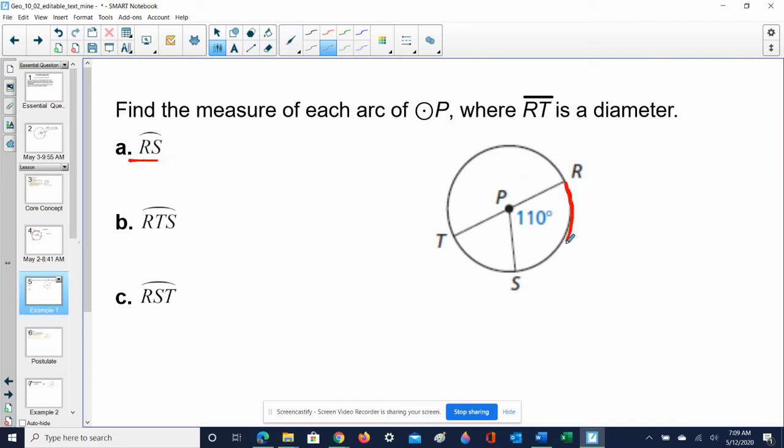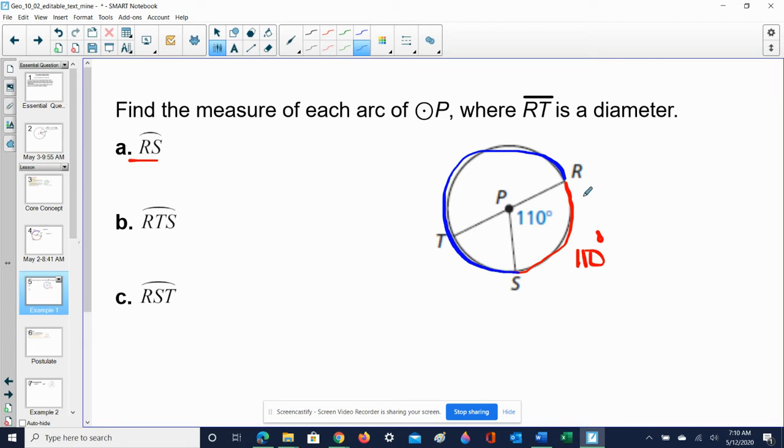This is arc RS. Well, this is a central angle. This is going to be 110 degrees because the central angle is the same as the arc. The arc is the same as the angle. What about arc RTS? Follow the letters. Follow the order it tells you to go. Start at R, go to T, then to S.